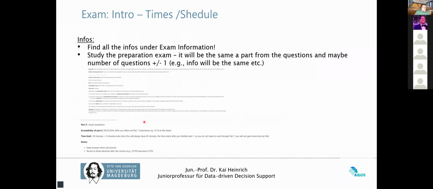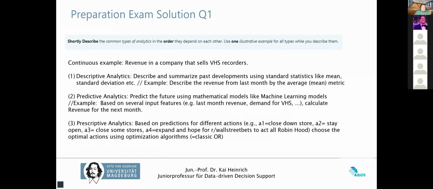They actually are modeled already after the real exam. I think even the times are the same. I will check it. So if there is some mistake, I will catch it, but it should be the same. And there are also some notes like keep answers short and precise and round to 3 decimals after the comma. So this will be exactly the same. So if you read it now, it will be the same. Okay, so this is it for the info.